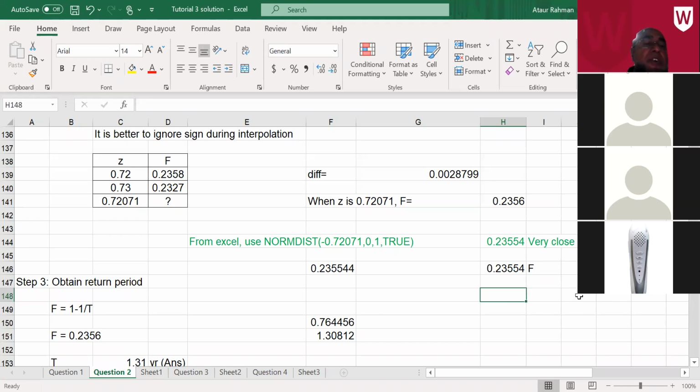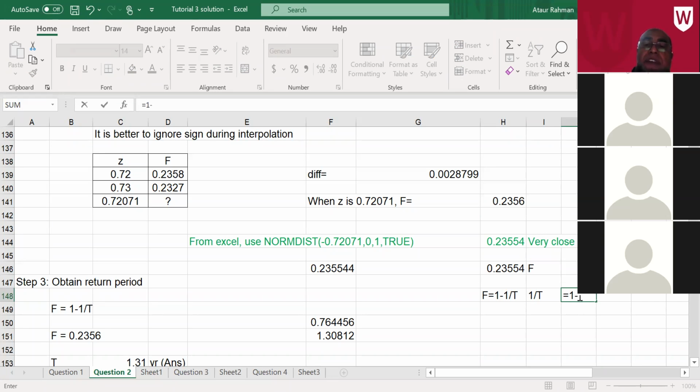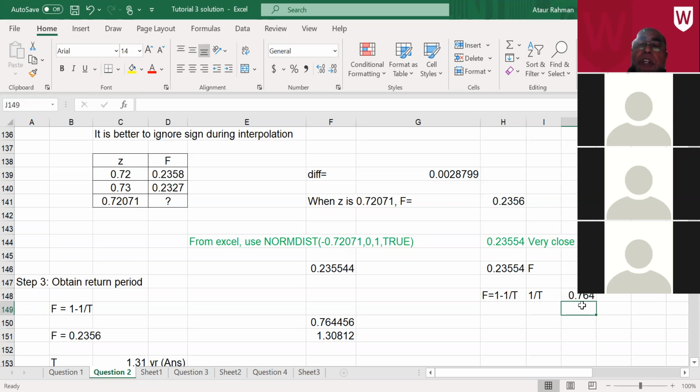Once we know the F value, we can find out our T value because we know F equals 1 minus 1 over T. That means 1 over T will be 1 minus F. So that is our 1 over T, and our T would be the inverse of that, so 1 over this value here, which is T equals 1.308. So that is the return period for the 2000 meter cube per second flow.